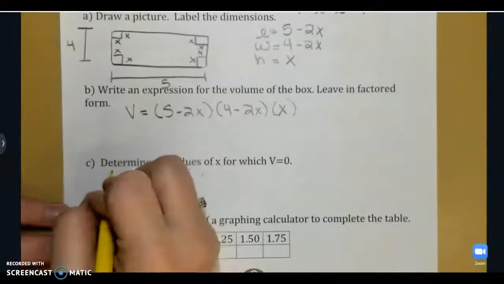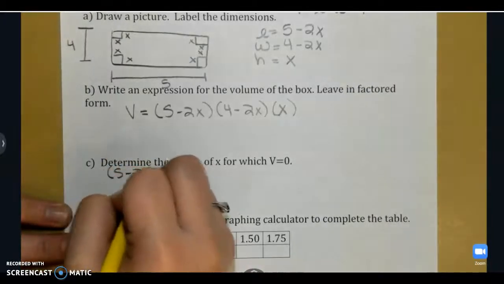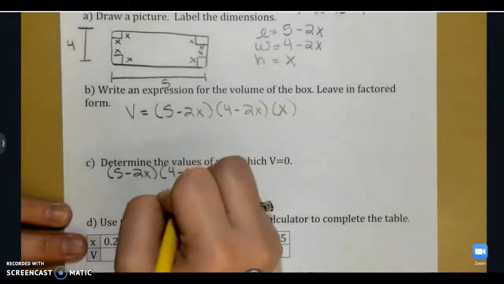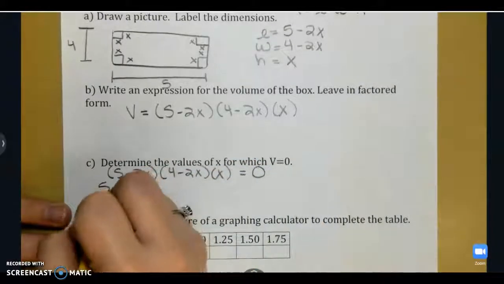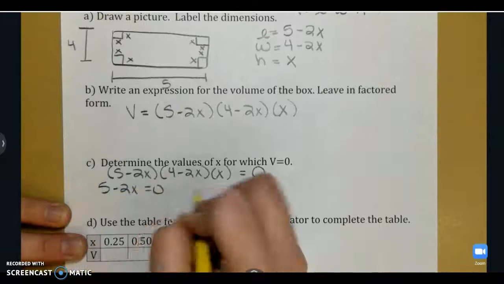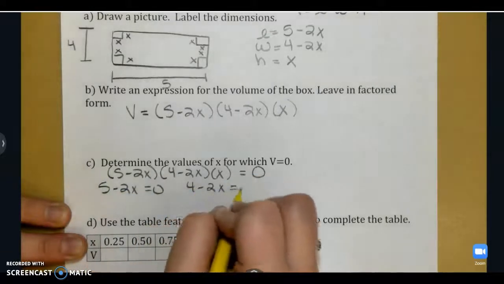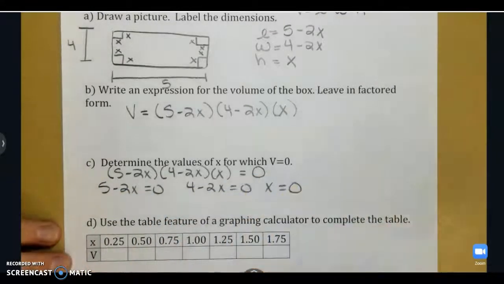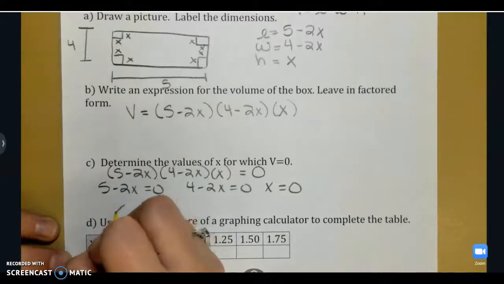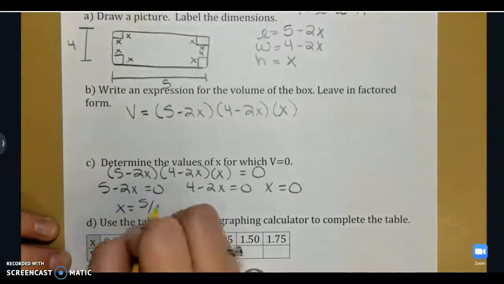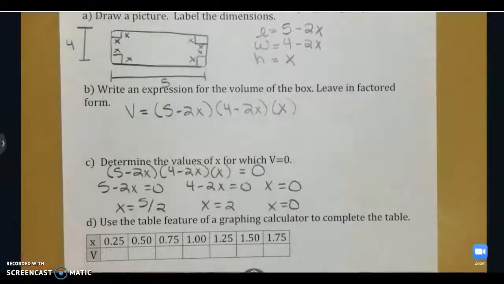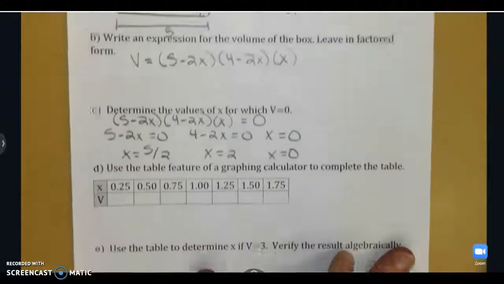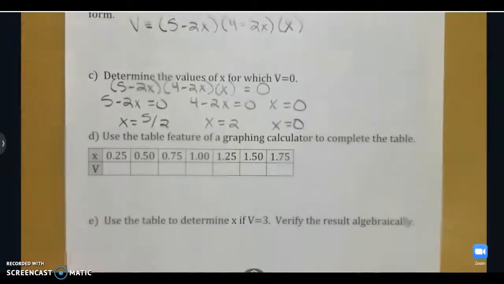Now I can determine for what values my volume would be 0 by setting this expression equal to 0. So 5 minus 2x equals 0, 4 minus 2x equals 0, or x equals 0. So we're going to get 5 over 2, 2, and 0. Now I'm going to make a separate video because I'm running out of time on using the calculator to do these last two parts.